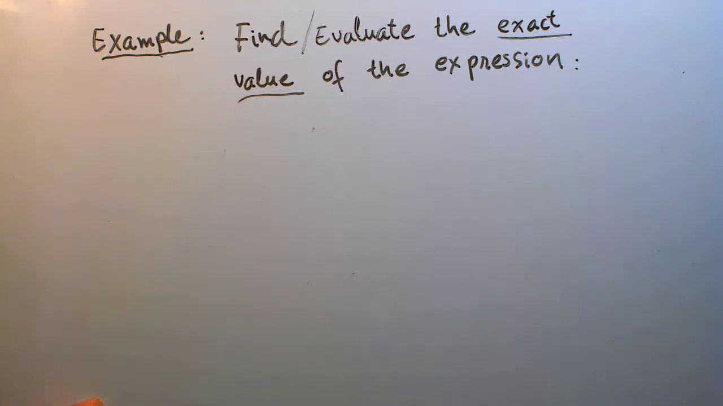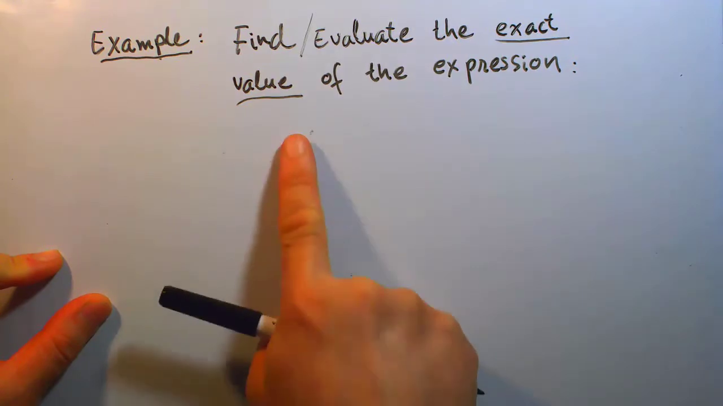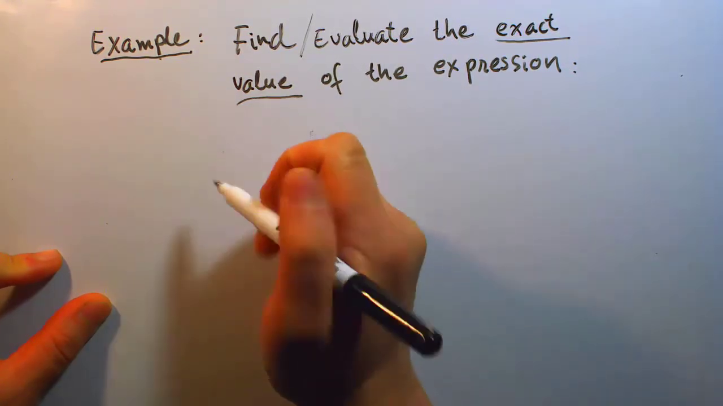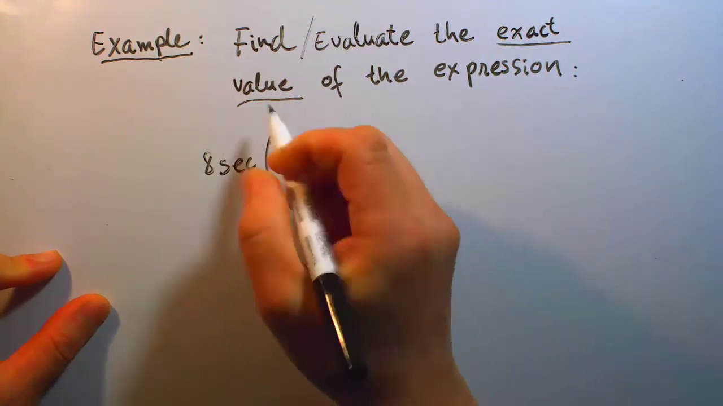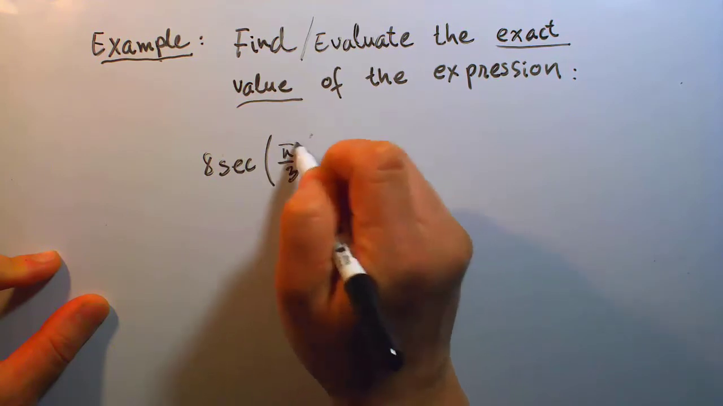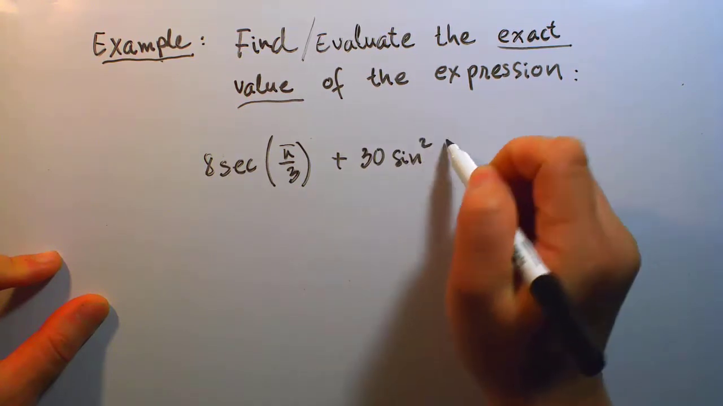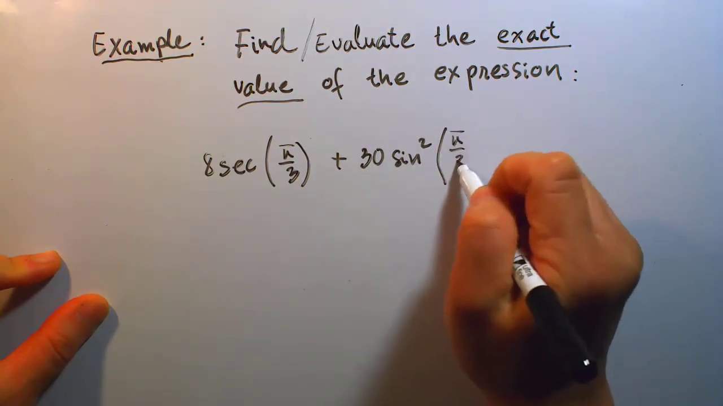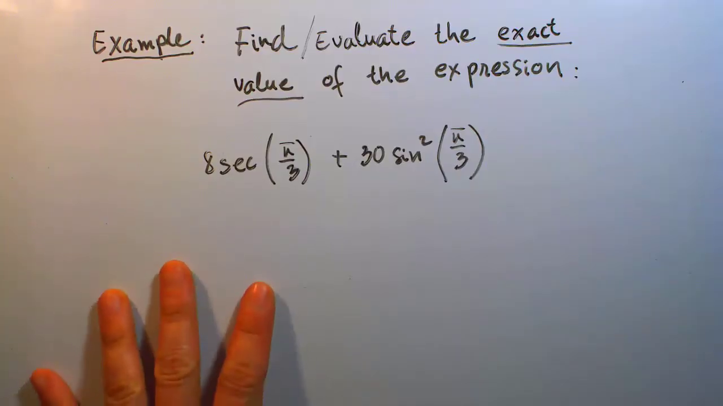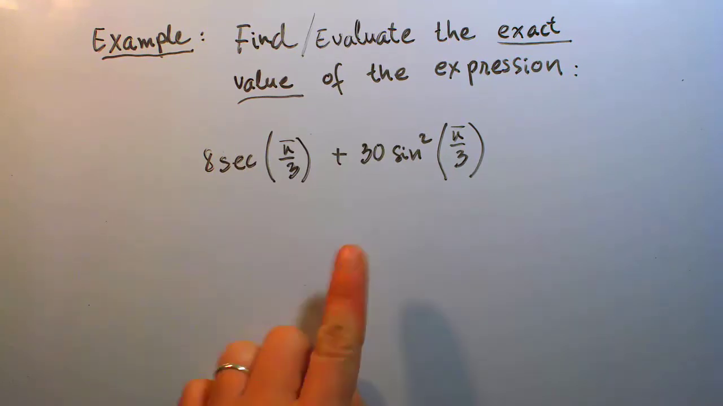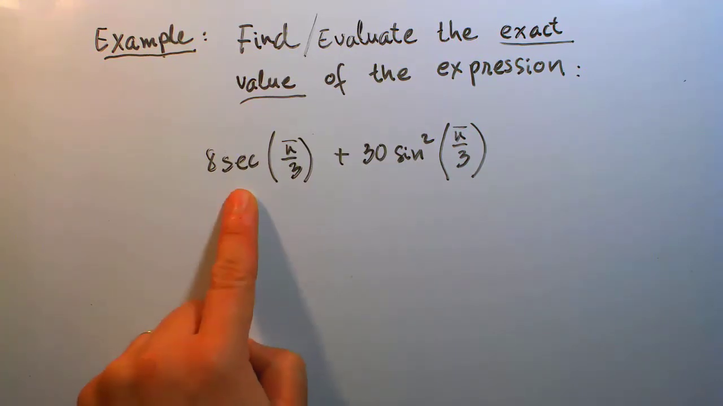All right, and in another example of the same type, let's say we want to evaluate the exact value of the expression. The expression I'm about to write down is 8 times secant of pi over 3 plus 30 times sine squared of pi over 3. Once again, the entire purpose of these examples is to create an expression that has a mix of the trig functions we've learned, including the new ones.